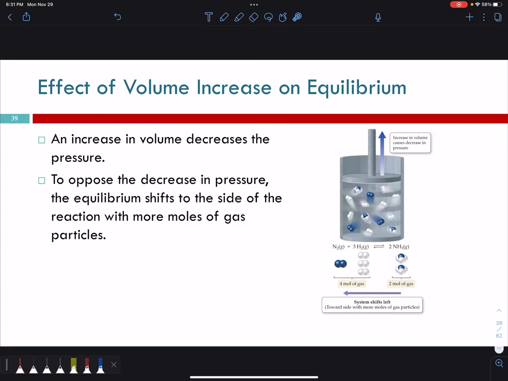Which is what this slide is. Again, an increase in volume decreases pressure because we have the same amount of particles in a larger space. So to oppose the decrease in pressure, the equilibrium shifts to the side of the reaction with more moles of gas particles.